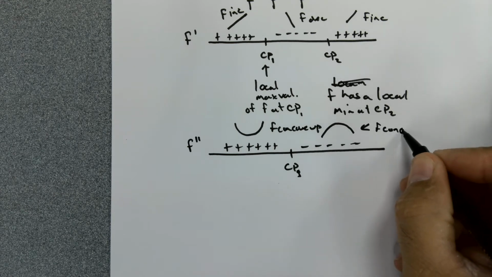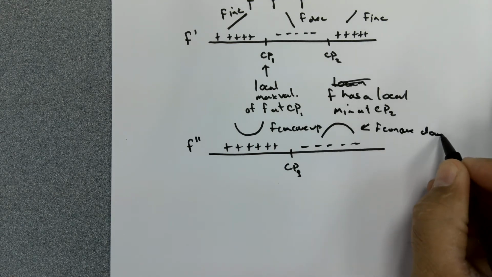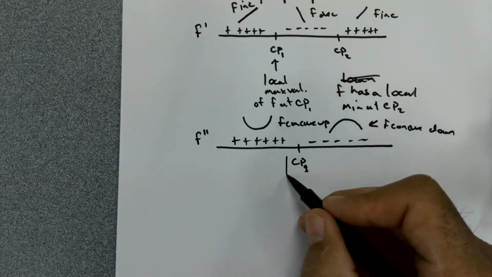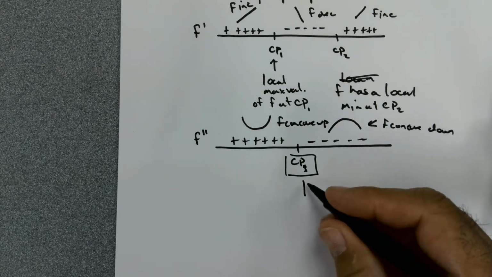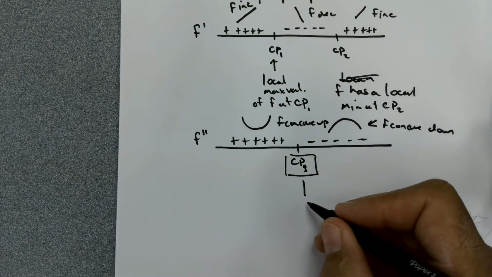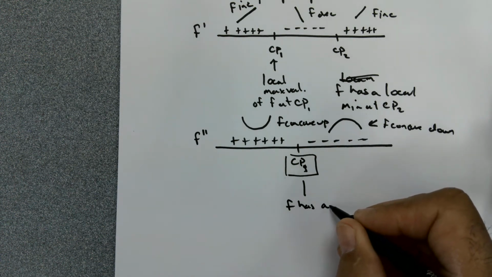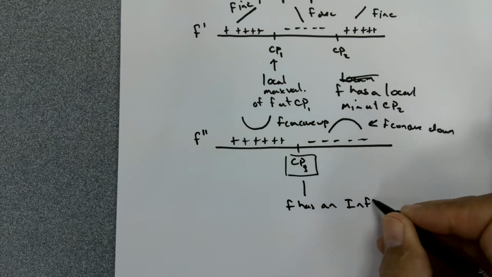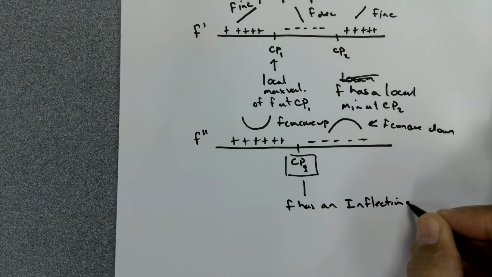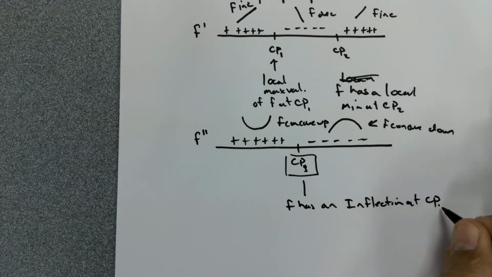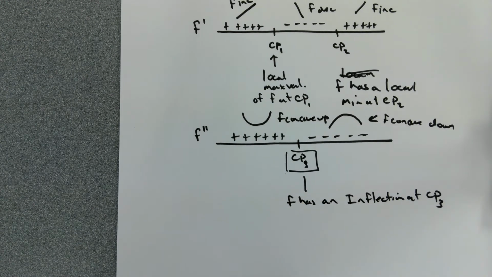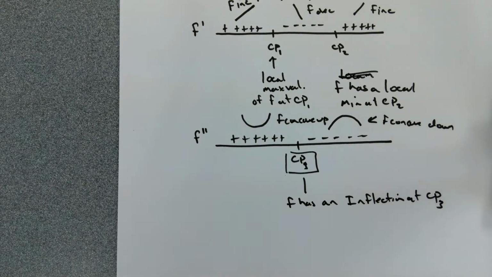And if it's negative on this side, f is going to be concave down. And so what this tells us, where it changes concavity, we can say f has an inflection point at this critical point. And I know it's kind of hard to understand and see it for the first time, or maybe even the second time. For me it was the third time, but anyway.